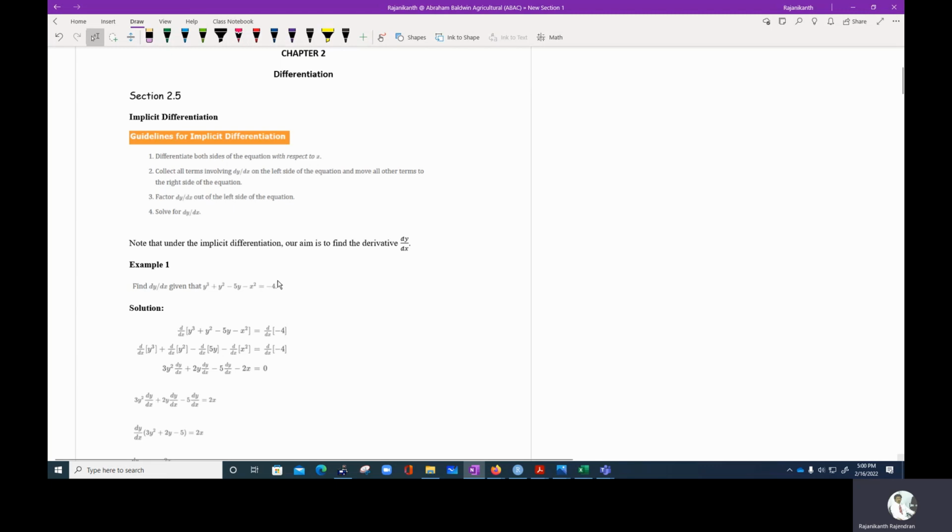Okay, so look at this example 1. You'll be given this formula, and the task is to use this equation to find dy over dx. We follow these steps to find implicit differentiation. First, look at the problem and at what you want to find. Remember here you need to find the derivative of function y with respect to x, right?